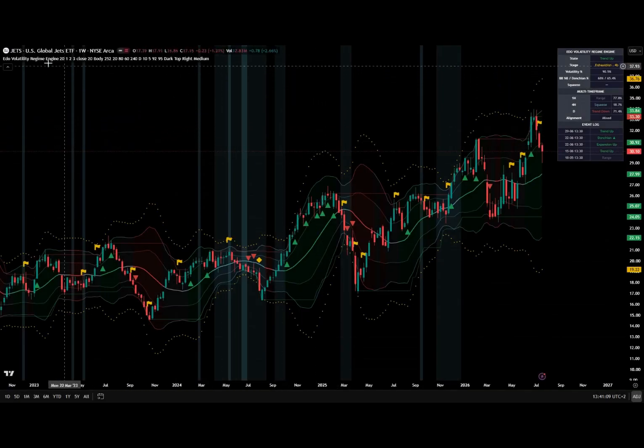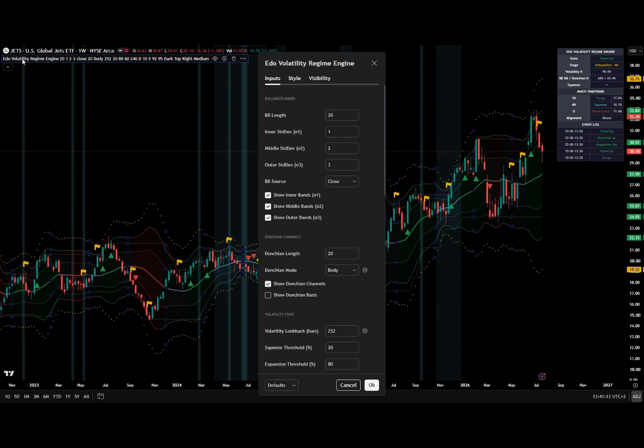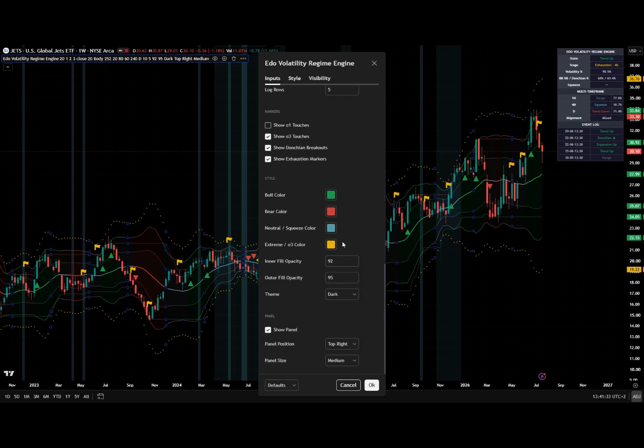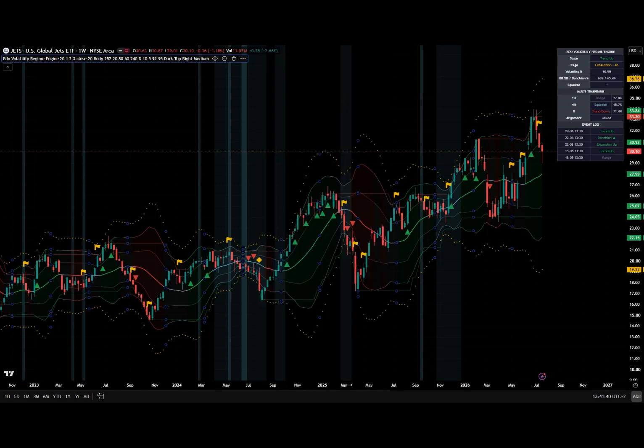Everything is adjustable. Let's open the settings. The band length and its 3 deviations, the channel length, and the break rule, body only, or wicks included. The volatility lookback, and the 2 thresholds that decide when the market counts as compressed or expanded. And with a scroll, the 3 timeframes of the multi-timeframe block, the regime history depth and the number of rows in the log. Cancel reverts everything, so you can explore without touching your setup.